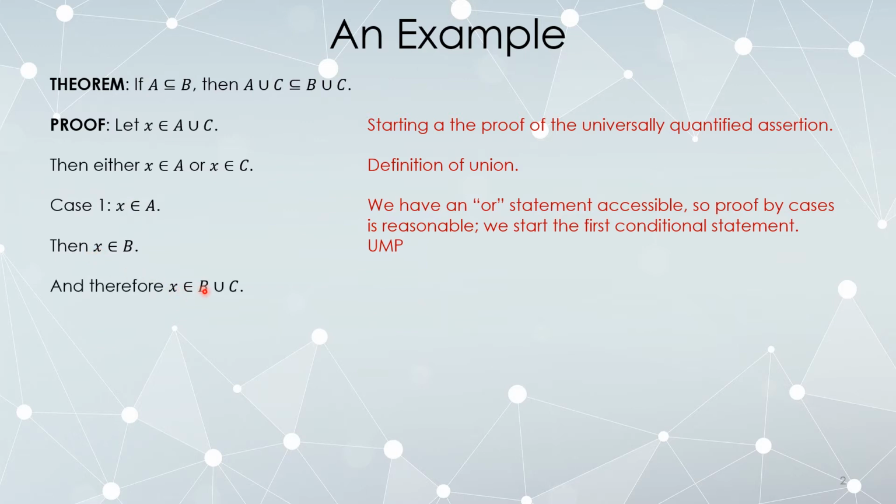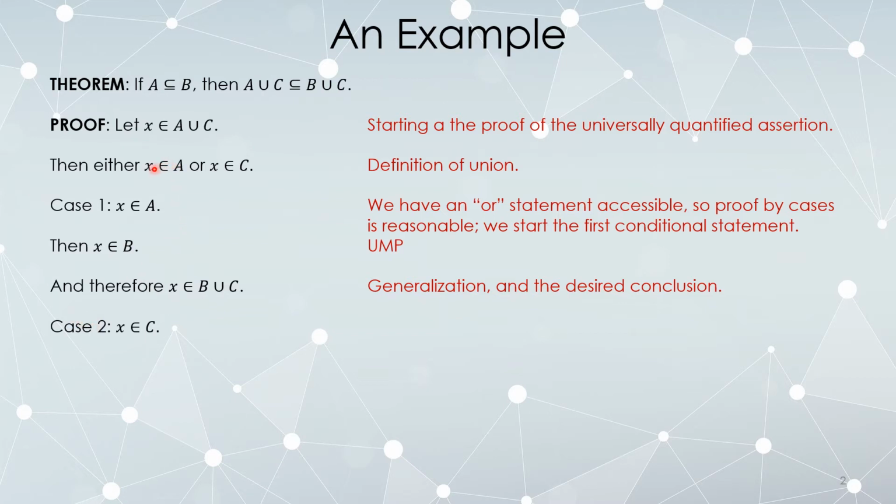And therefore, X is an element of B union C. This is just introducing an or sign. If X is an element of B, then we can conclude either X is an element of B or X is an element of C. In other words, it's in the union. That's just generalization.